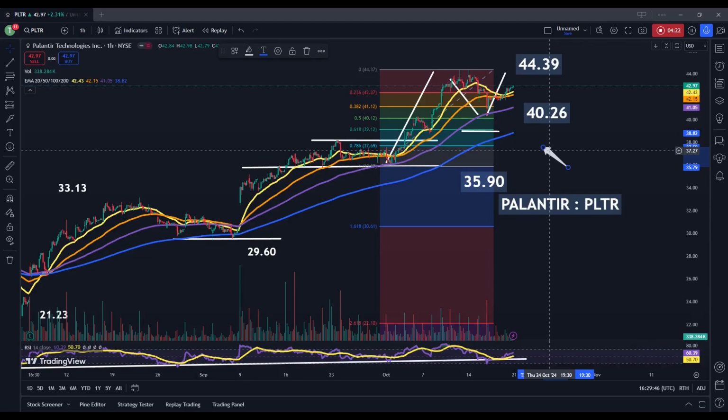So here's the current market update for Palantir Technologies, stock ticker PLTR.